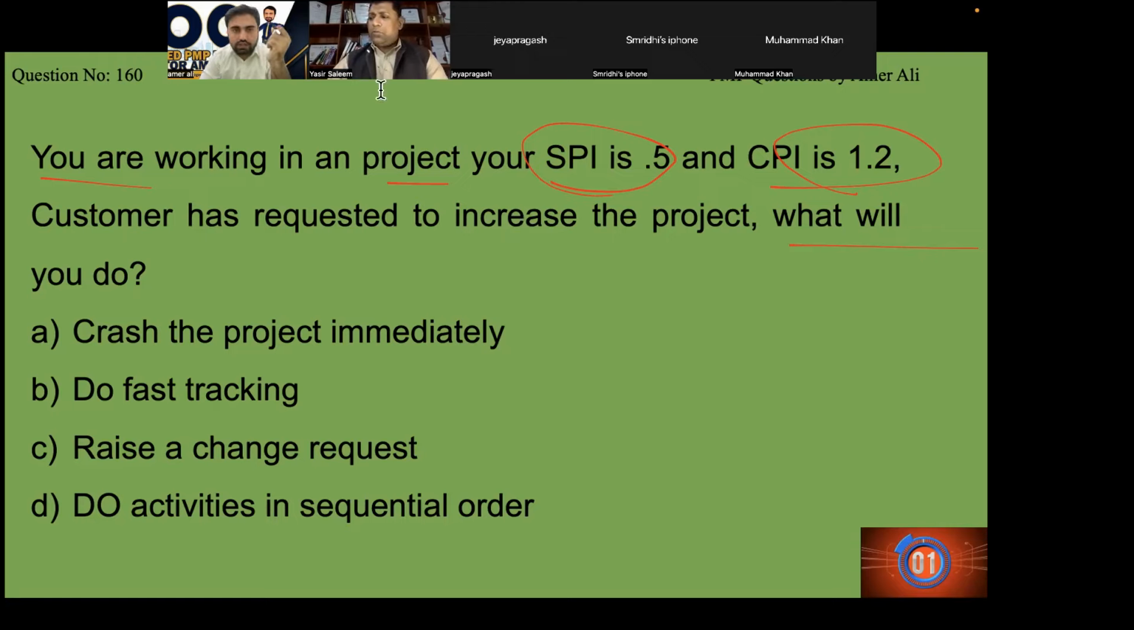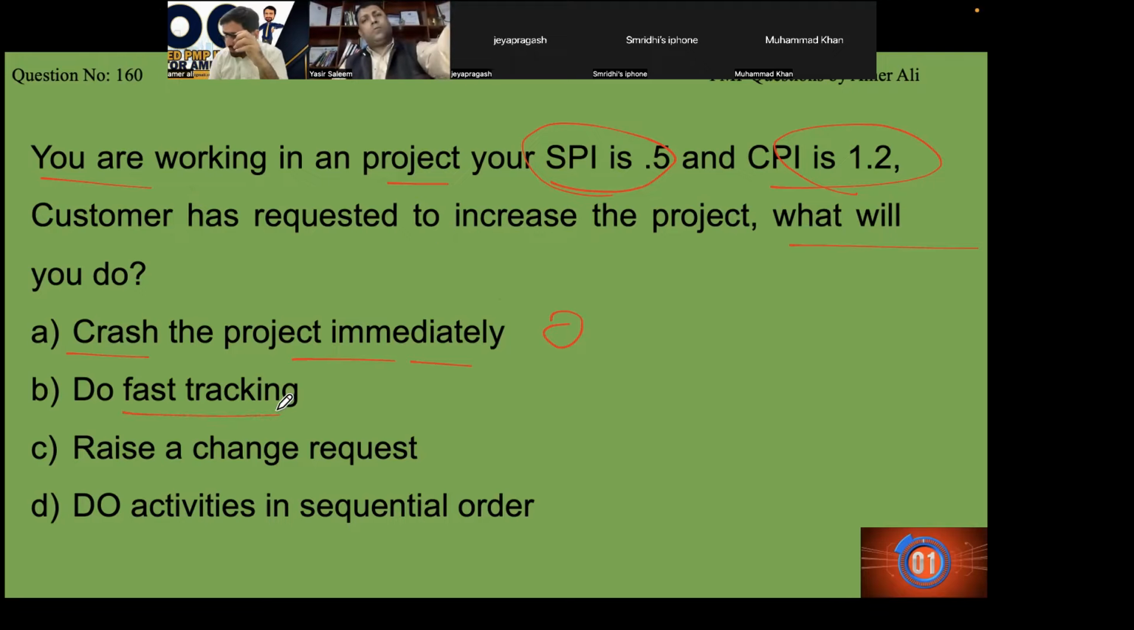Now I go to the elimination technique. Crash the project immediately. Crashing means adding more resources, trying to decrease the schedule. Yes, of course, we need to do that. So elimination technique demands that even if you feel that is the right answer, you don't immediately choose it. You go through every single option and then pick the answer. I'll mark it, then go to the next option.